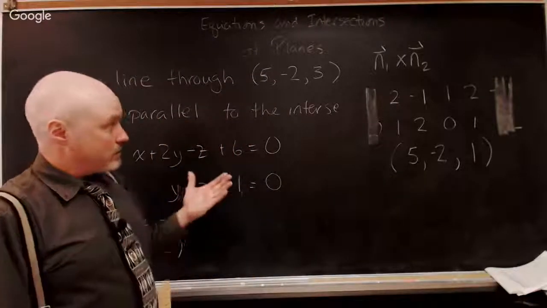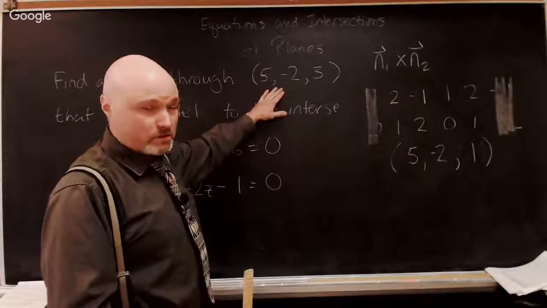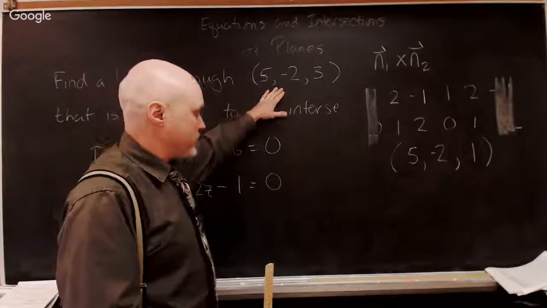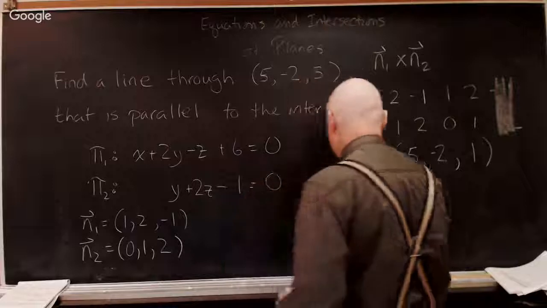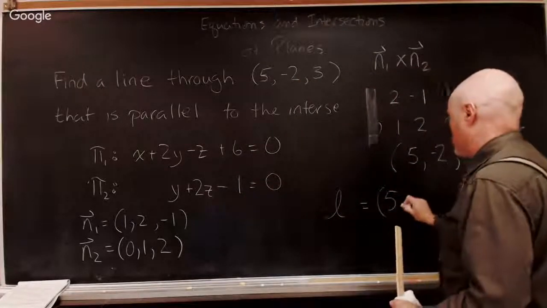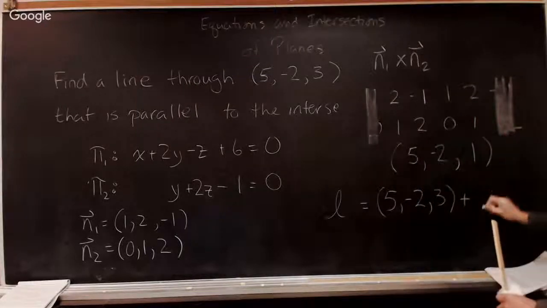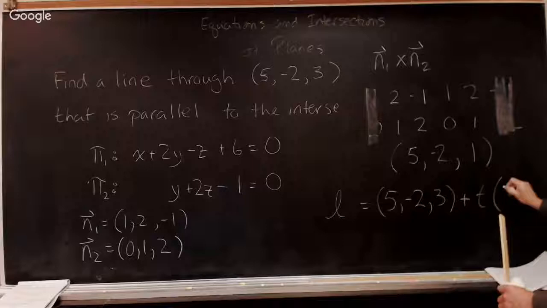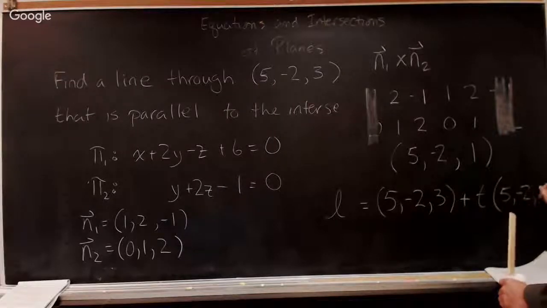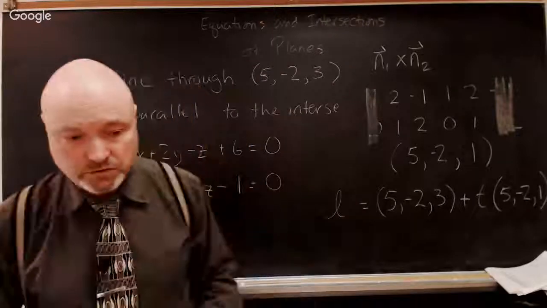All I need now is a position vector for that line, but look, everybody, there's my position vector, 5, -2, 3. And so my line is actually going to be equal to this position vector plus some parameter times the direction vector.